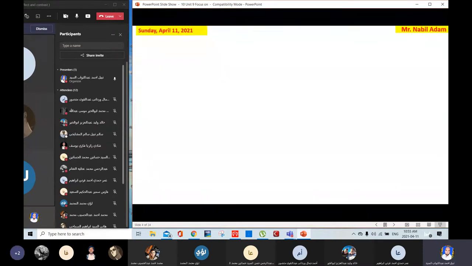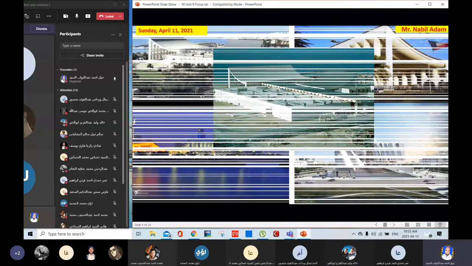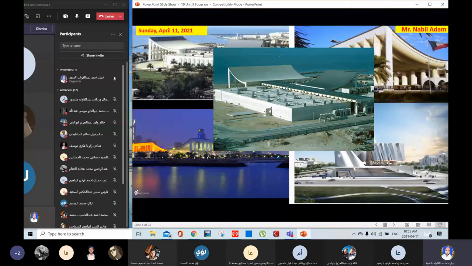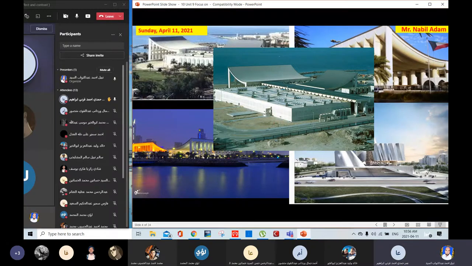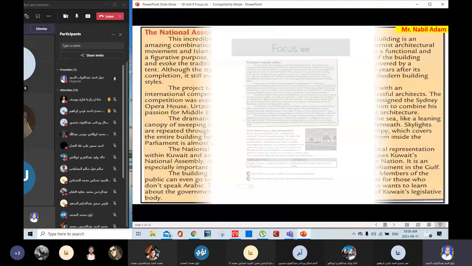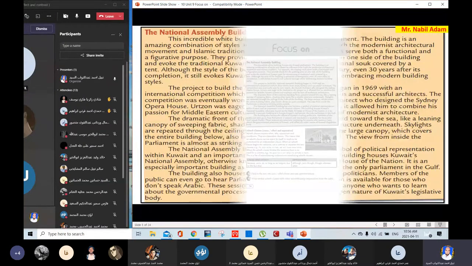First, look at these pictures here. What's the name of this building? It's in Kuwait, it's by the sea. It's in Kuwait City. Members of the parliament work in it. Amr Hamdi. The National Assembly Building. Yes, the National Assembly Building. In Arabic, Majlis al-Ummah, the National Assembly Building.